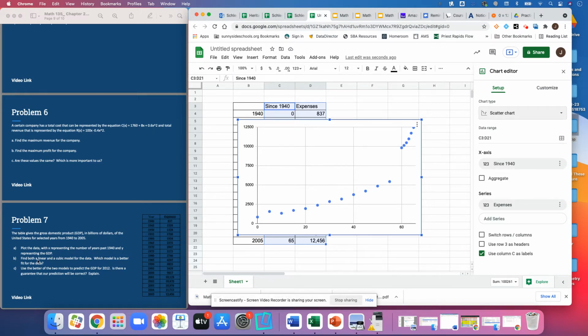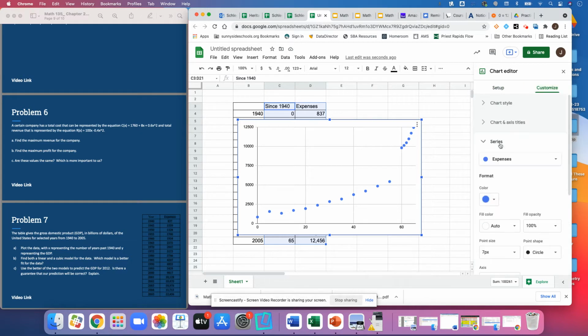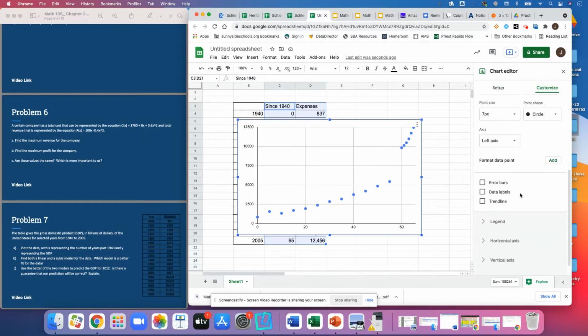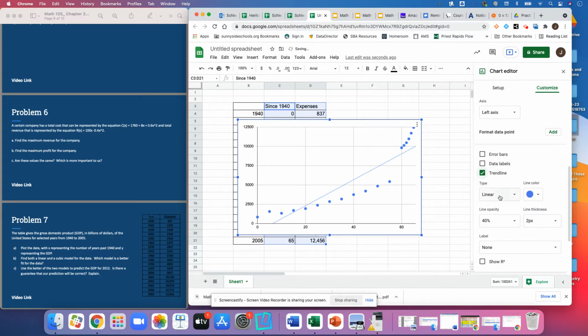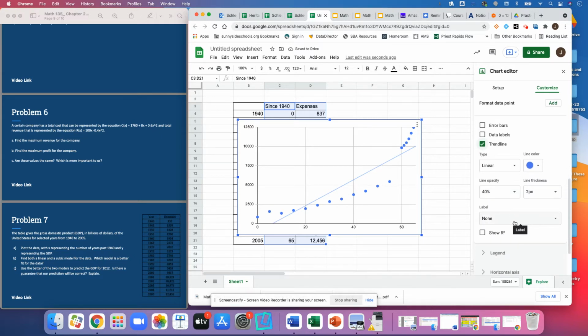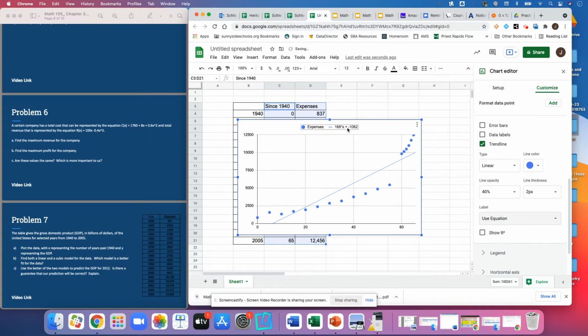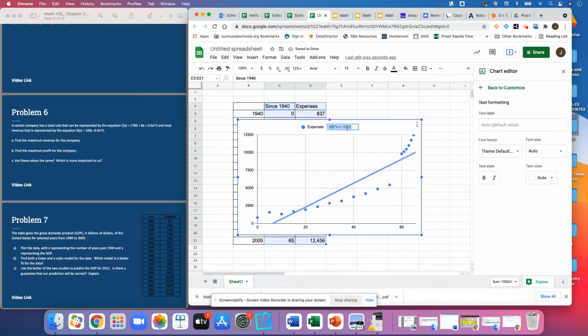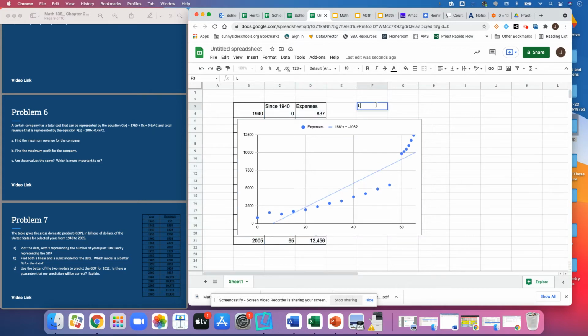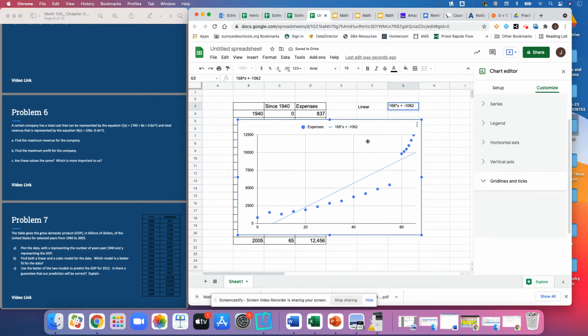So we are asked to find both a linear and a cubic model for this data. So again, the way that we do that is we come to Customize, Series. We say we want to add a trend line. There's our linear model. And to have the equation on there, we need to come down to Label and say Use Equation. So here's our linear model. I can just copy it straight from here, paste it here. And then again, to get this menu back over here, I have to double click inside the graph.